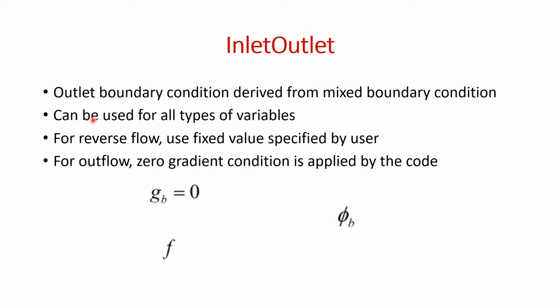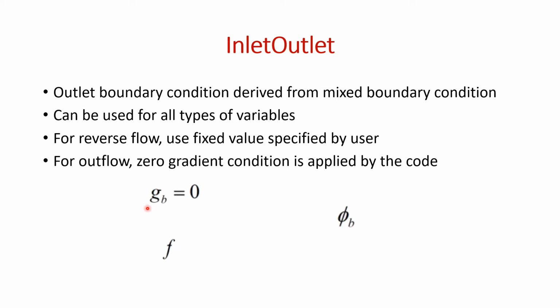It can be used for any type of variable, scalar or vector. For reverse flow, we will fix a value that is specified by the user. The user is going to specify a value for any reverse flow taking place at the outlet. But for outflow, the code itself applies a zero gradient boundary condition. This is applied by the computer directly.